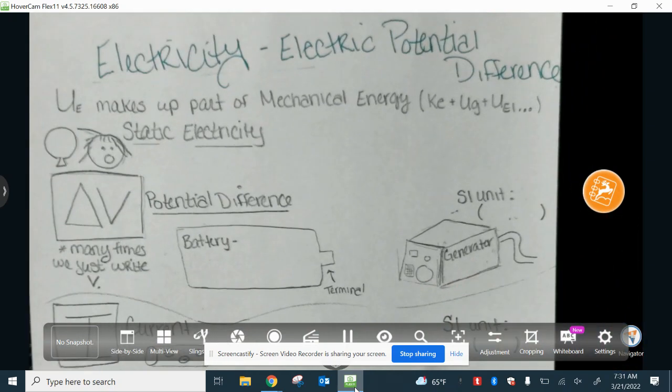The first thing many people think of when they think of electricity is static electricity. We cannot power anything with static electricity. It does not have a movement of charges, so it cannot be used to power things. You can totally shock people. You can totally make your hair frizzy.